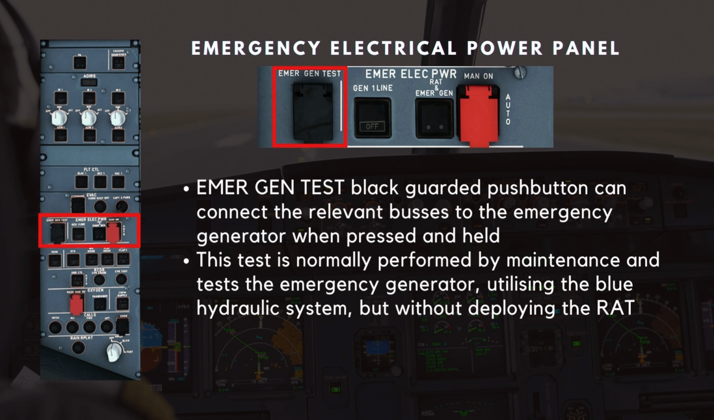Next is the Emergency Electrical Power panel. The black guarded Emergency Generator Test push button connects the relevant buses to the emergency generator when pressed and held. This test is normally performed by maintenance and tests the emergency generator, utilizing the blue hydraulic system, but without deploying the RAT.